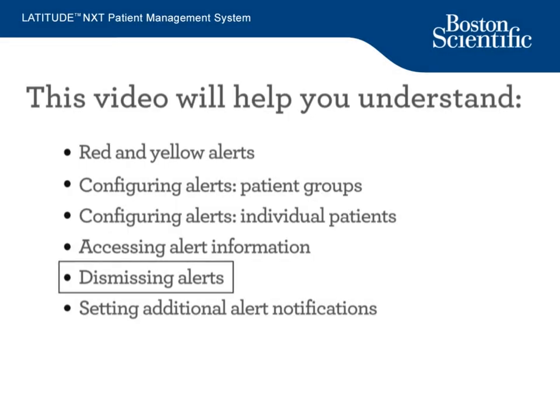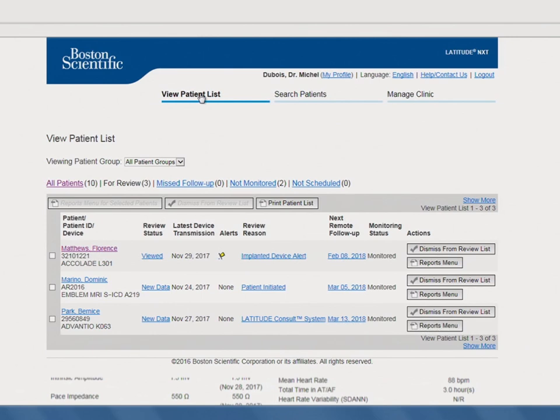Next, we'll show you how to dismiss alerts. There are 2 ways to dismiss alerts. The first option is found on the View Patient List. Simply locate the patient and click on the Dismiss from Review List button. If you would like to dismiss multiple patients, simply click the box to the left of each patient's name and click on the Dismiss from Review List button.